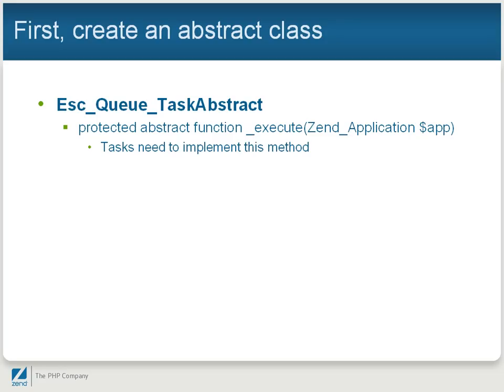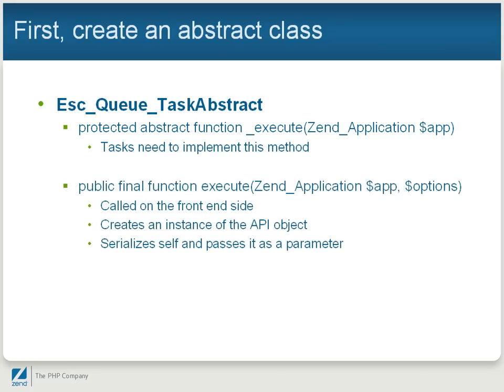Because it's an abstract method, when you want to create a new task, this is the method that needs to be implemented. This is where your logic for the individual task would go. The next function that needs to be defined in the abstract class is a final function called execute.